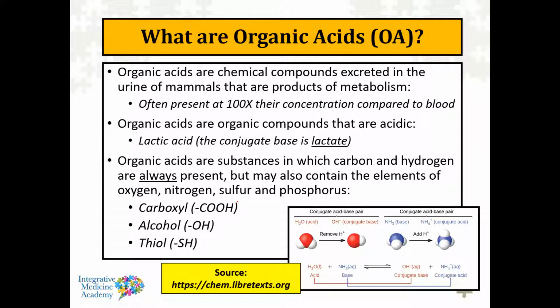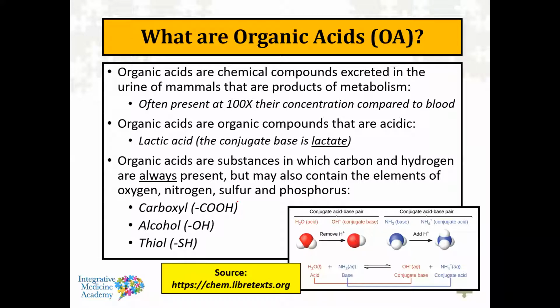So before I get started, let's redefine what organic acids are. Organic acids are chemical compounds that are excreted in the urine of mammals that are products of our metabolism. They're much more concentrated in the urine than, let's say, in the bloodstream. So that's why you can do a urine organic acid test and get a reflection of organic acid levels in the body.